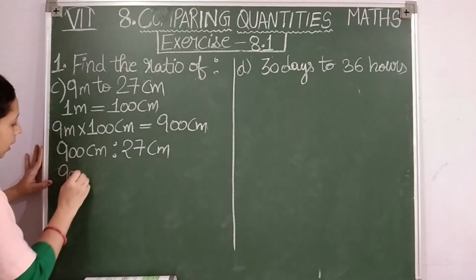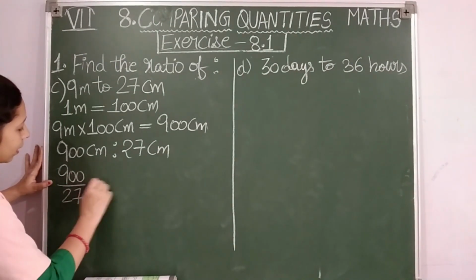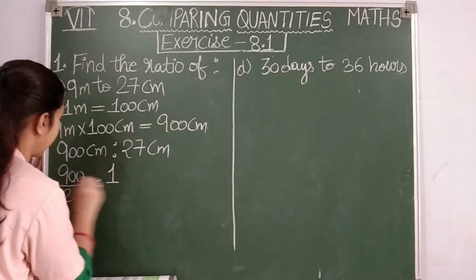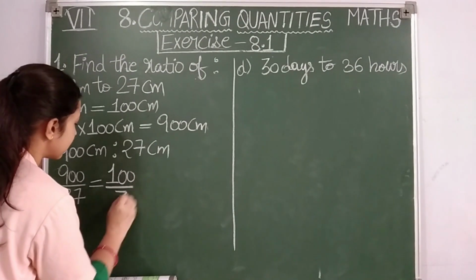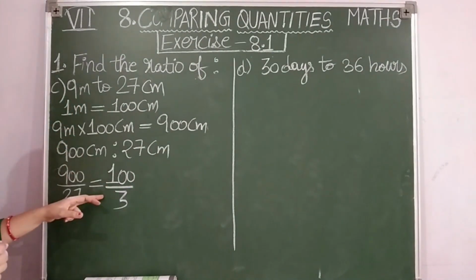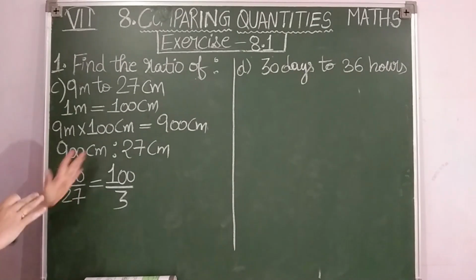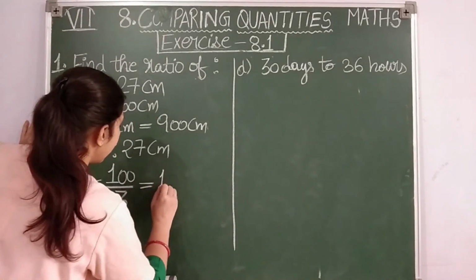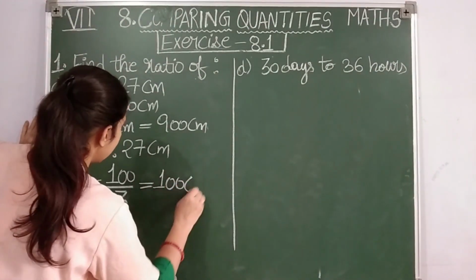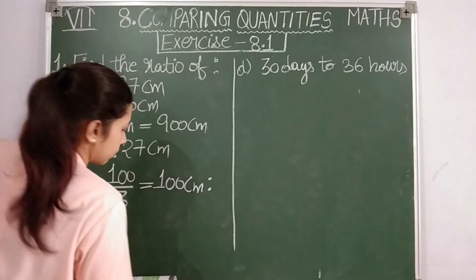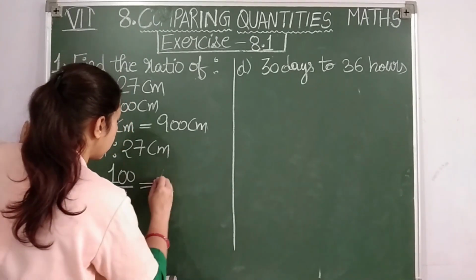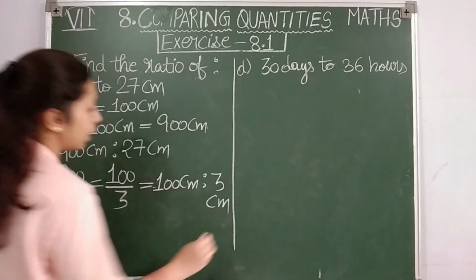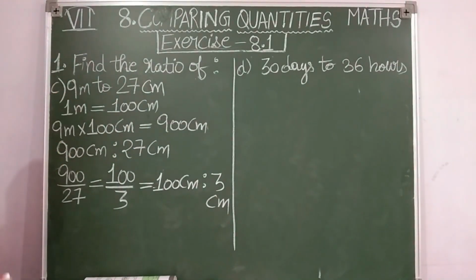Write it as a fraction. 900 upon 27, we will cancel it with 3, or you can cancel it with 9. 9 ones are 9 and 2 zeros. Then 9 threes are 27. And now for 100 and 3 there is no common factor except 1. That means now the given fraction is in standard form. So that means simply here you will write 100 centimeter is to 3 centimeter. Got it, students? Like this, here we have done the comparison.